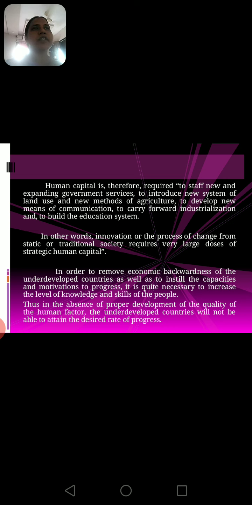It is quite necessary to increase the level of knowledge and skills of the people. Thus, in the absence of proper development of the quality of the human factor, the developing countries will not be able to attain the desired rate of progress.